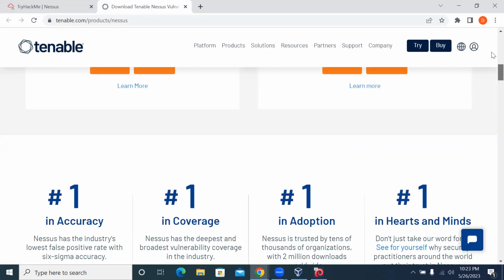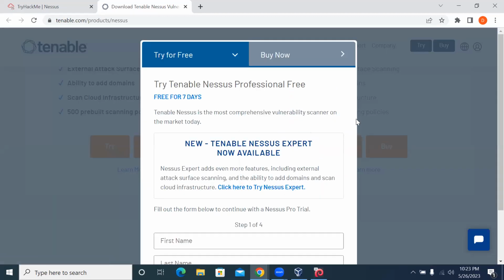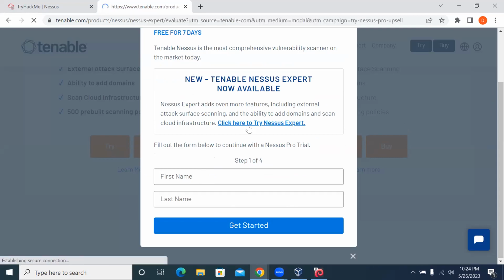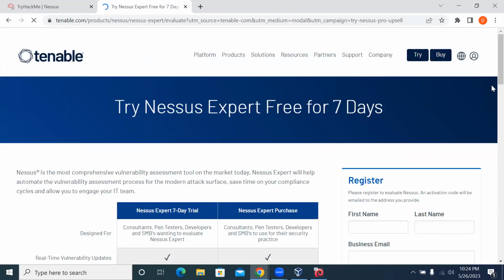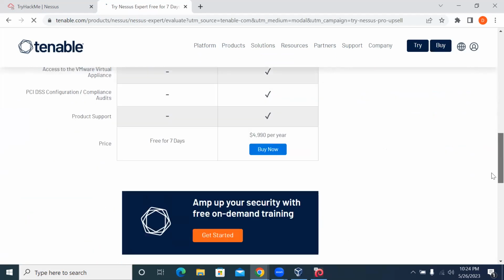So if you want to get the trial version, let's say we are getting the trial version of the Professional, for instance, try for 7 days, try Tenable software free for 7 days. Let's see what they are saying. So you have to give them information about your name and your other details for them to give you permission to try that, right? So let's see, try for 7 days, what you can do with it.